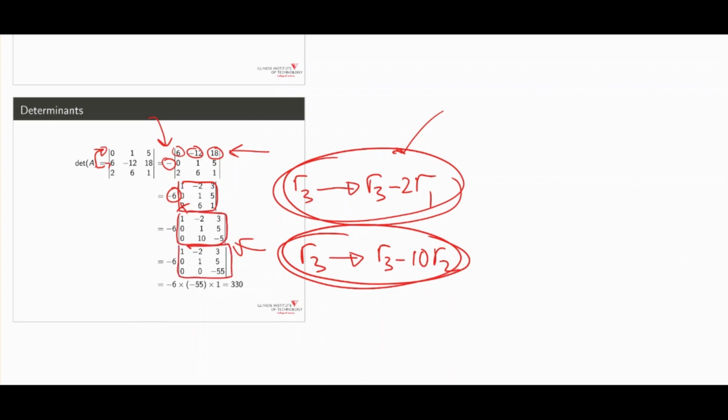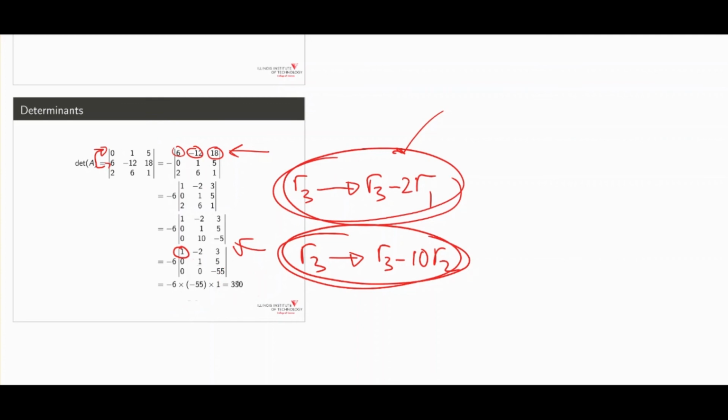And when I get to here, I don't really have to do any row operation anymore because this is an upper triangular matrix. When you have an upper triangular matrix, from the first video you know that the determinant is nothing but the product of the diagonal. So now you have negative 6 multiplied by 1, multiplied by 1, multiplied by negative 55, and you will get the answer as 330. So this is one example where you can compute the determinant of a matrix using row operations.